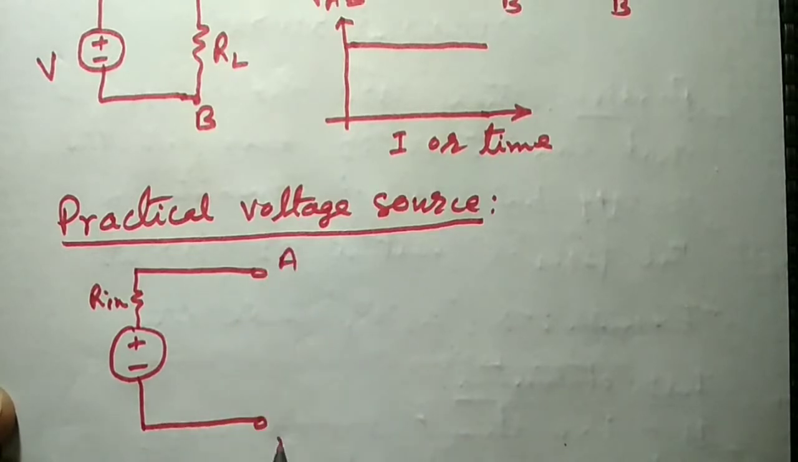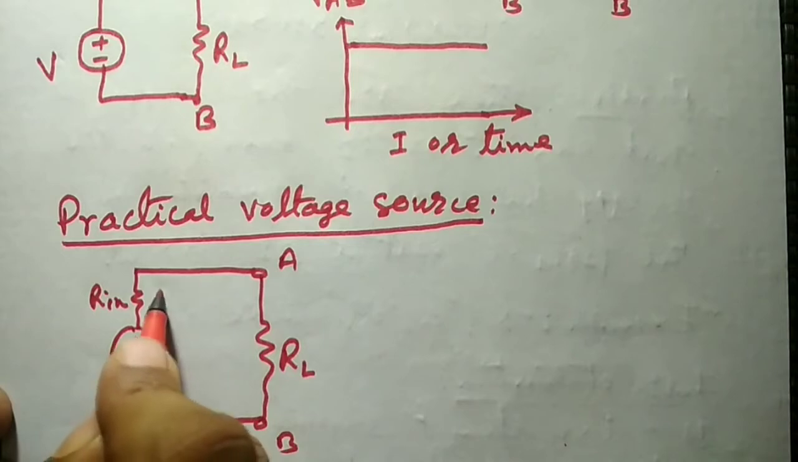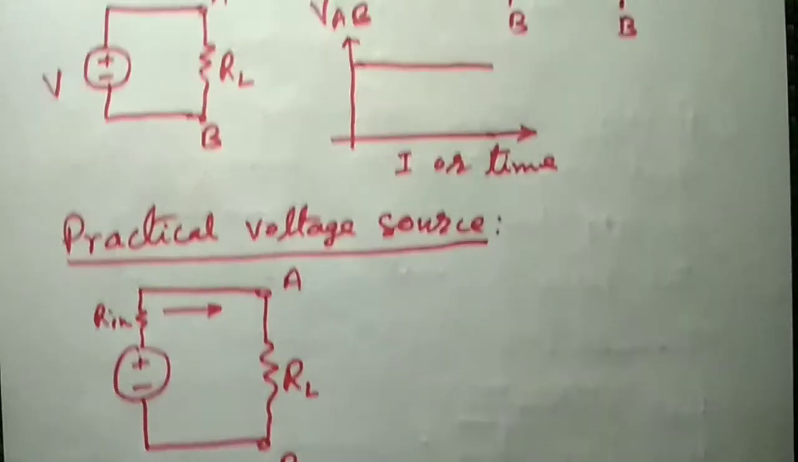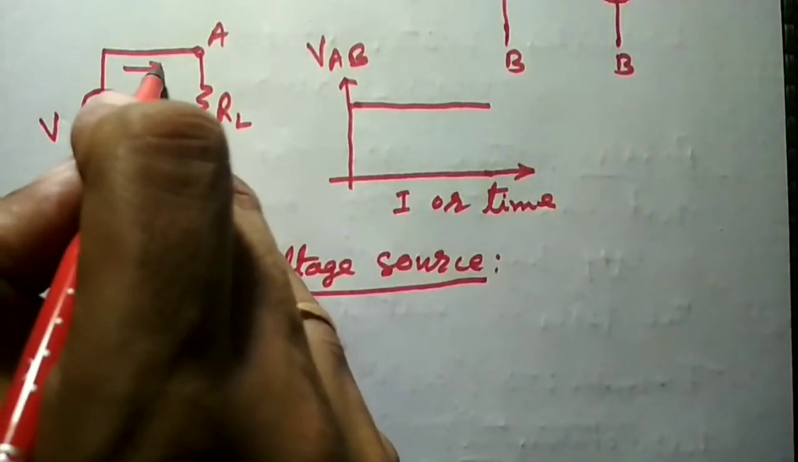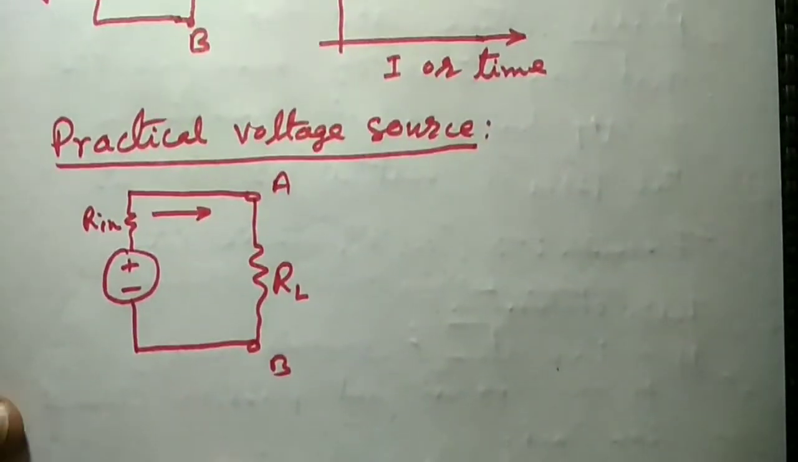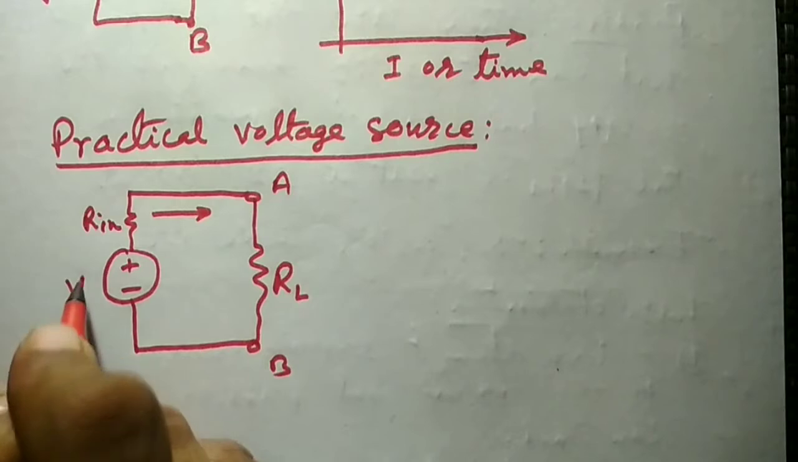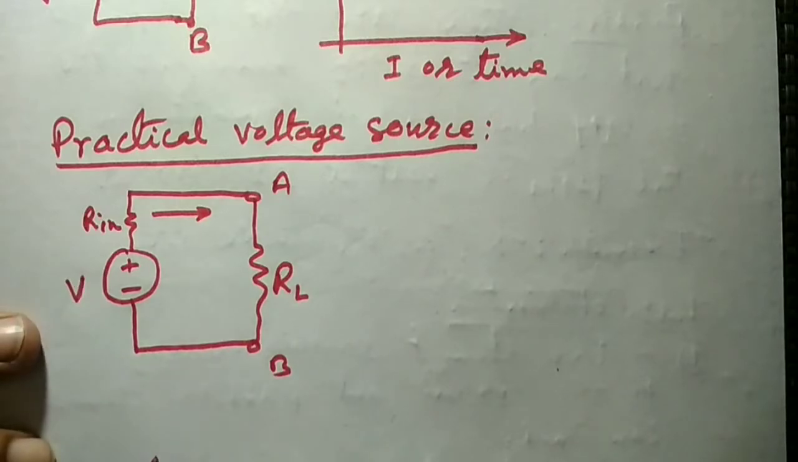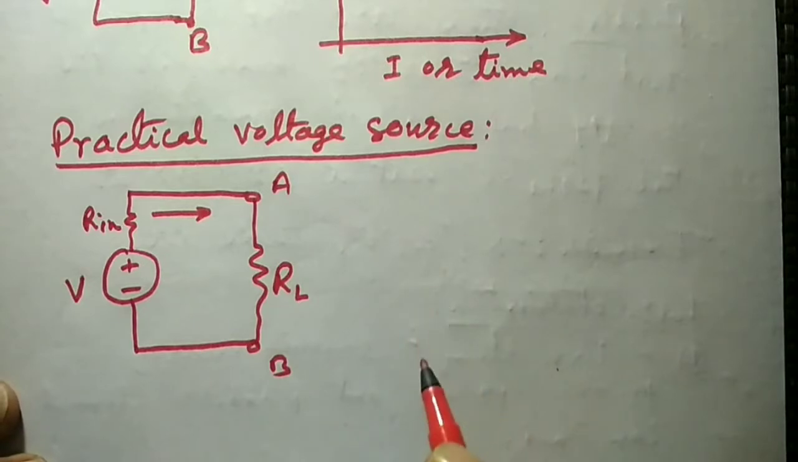And this is the load terminal, and a load resistance RL is connected. So the current will flow. This is the voltage source value V. R in is the internal resistance and RL is the load resistance. It is a practical voltage source.